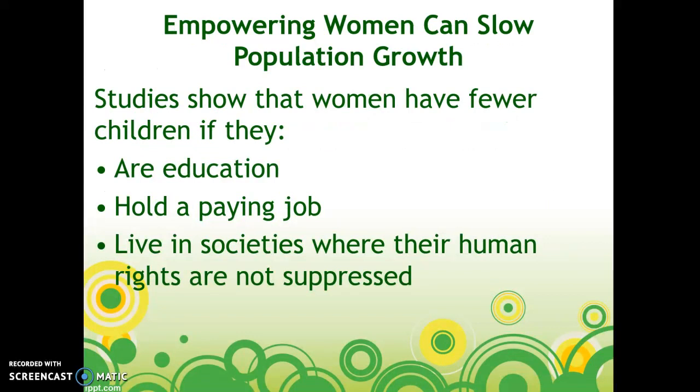Empowering women can also slow population growth. Studies have shown that women have fewer children if they are educated, hold a paying job, and live in societies where their human rights are not suppressed.